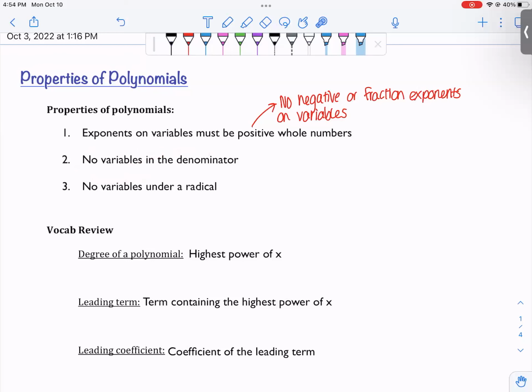There are no variables in the denominator. There are no variables under a radical. Radicals, by the way, those are those square root signs.